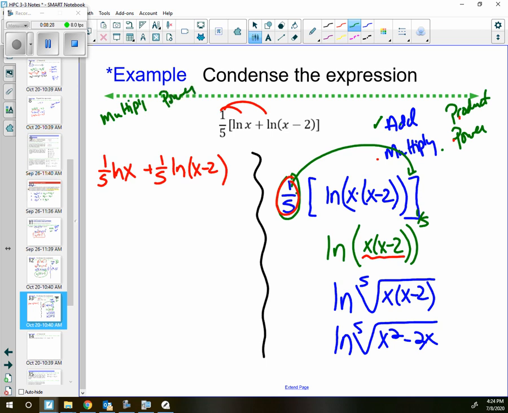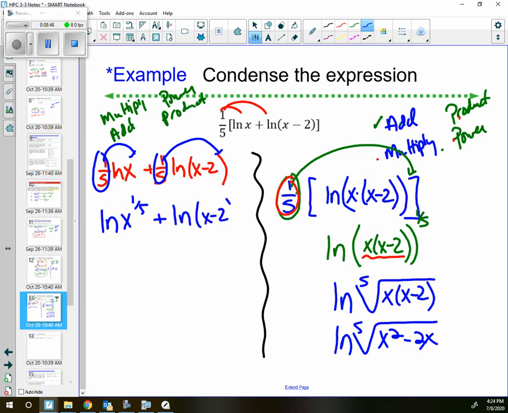And then you would be dealing with the add second, which would be that product property. Let's see if you get the same answer. All right, so we're going to move these up. These are our power properties. So natural log of x to the 1/5 plus the natural log of x minus 2 to the 1/5. Remember what 1/5 powers are. Those are the 5th roots. So you can deal with that now or after, kind of have your choice here.